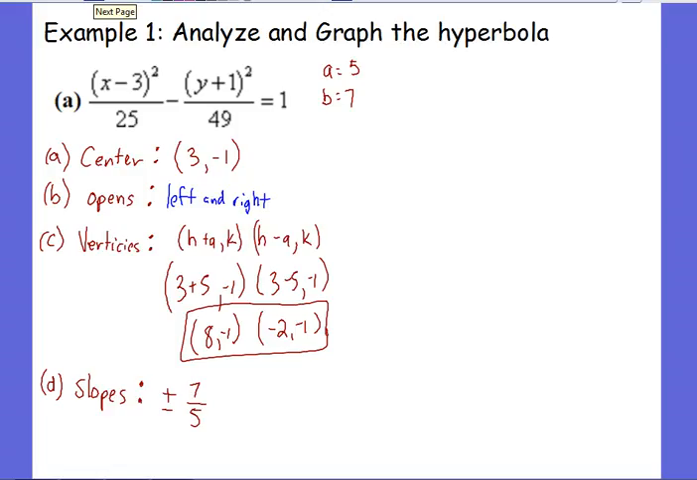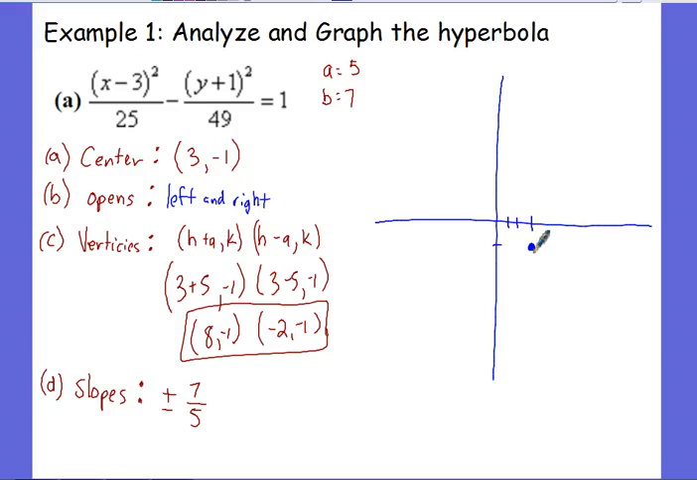Now, with all this information, I should be able to graph it. So, you either have graph paper or you're making yourself a nice little graph here. Okay. Ready? What do I need first, do you think? I need my center. So, the center is 3, negative 1. So, 1, 2, 3, negative 1, bam, there's my center.